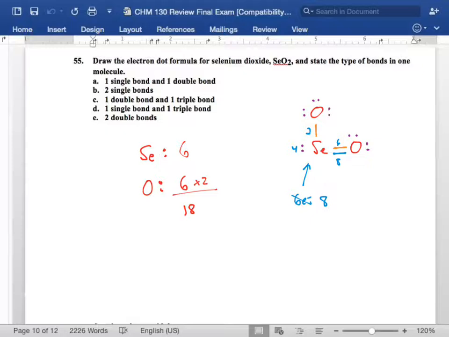So the first answer, oh wow, yeah, that was kind of silly. Let's look at the last answer. E, 2 double bonds. Do I have 2 double bonds? No. A single bond and a triple bond? Nope. Triple bond shows up twice. Both of those are wrong. 2 single bonds? Nope. There's my answer. Okay.